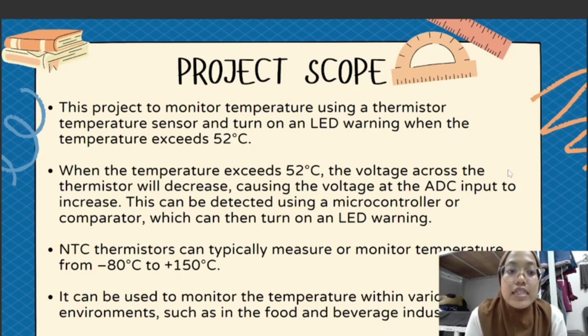An NTC thermistor can typically measure or monitor temperature from negative 80 Celsius to positive 150 Celsius. Other than that, it can be used to monitor the temperature within various environments, such as in the food and beverage industry.